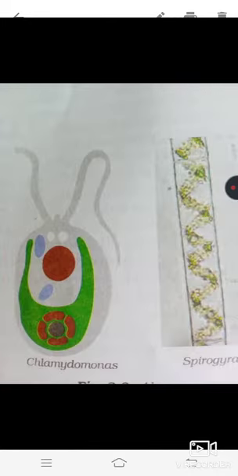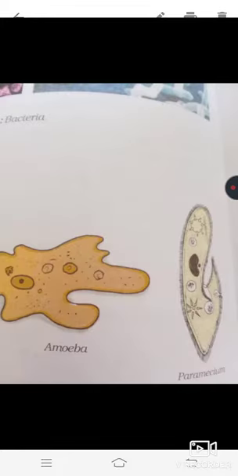So friends, this is a bacteria and this one also, okay? So friends, these are algae. The left one is Chlamydomonas and the right one is Spirogyra, okay? So friends, these are protozoa. Left one is amoeba and the right one is paramecium, okay?